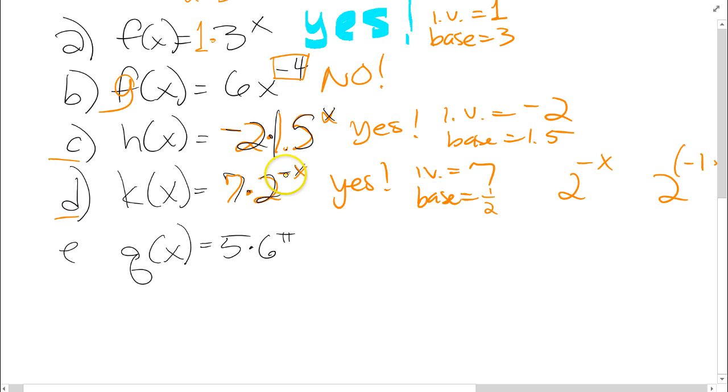So beware of negative exponents. You're probably going to have to rewrite them to get that negative to apply to the base instead of to that variable. And then letter E, q of x equals 5 times 6 to the pi. No, there's not even a variable in there. So it's actually just a constant function, because pi is a number, 6 is a number, 5 is a number, no variables.